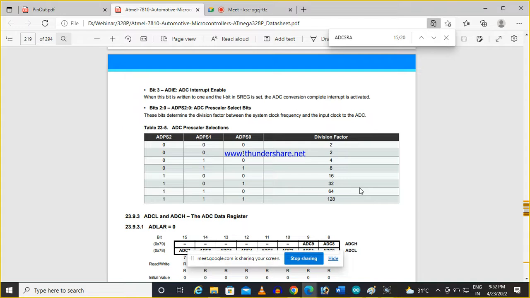When you will be working in industry and the client asks you, okay, I want this much faster conversion, then based on that you can select your controller, and based on that you can select the prescaler also. So for this particular purpose, arbitrarily I have chosen the division factor of 16, and due to that reason I set this combination 100.